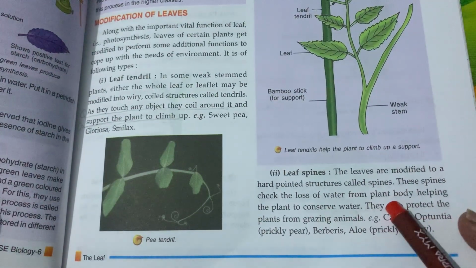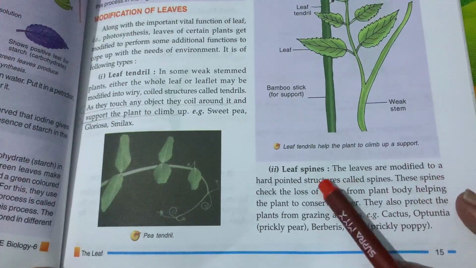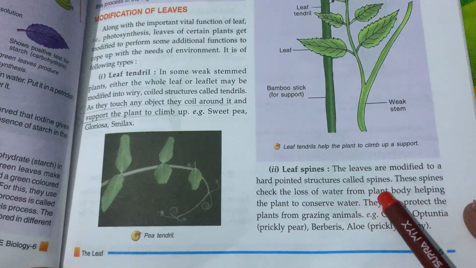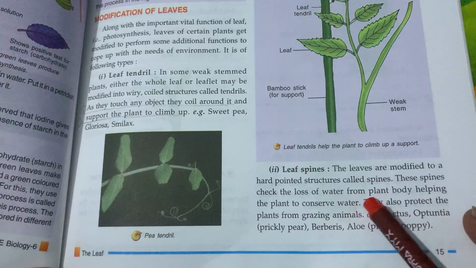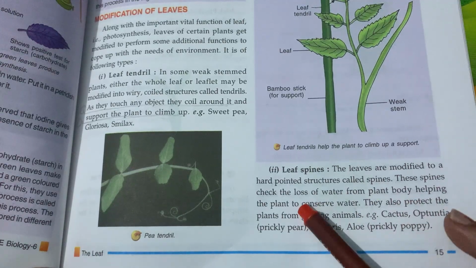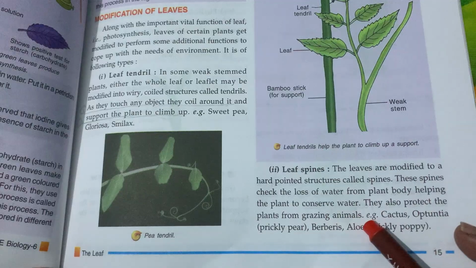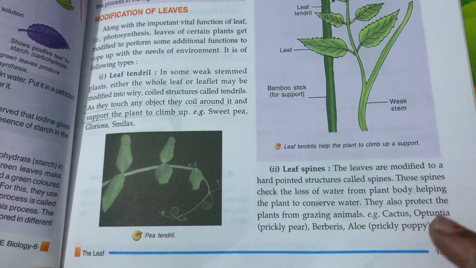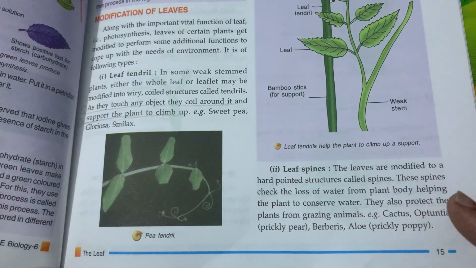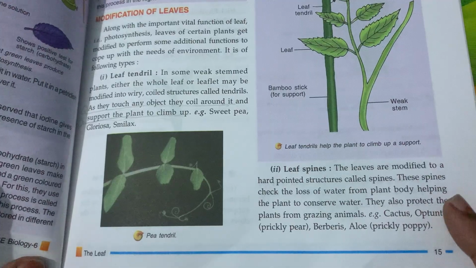And next, leaf spine. Now leaves are modified into a hard pointed structure called spine. These spines check the loss of water from the plant body, helping the plant to conserve water. They also protect the plants from grazing animals. Main function: reduce the loss of water. Second, as a defense, they protect the plant.